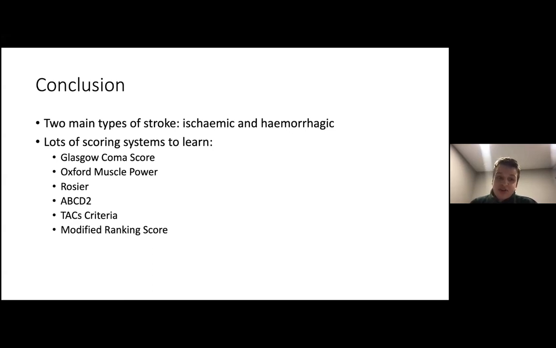There've been a lot of scoring systems that I've mentioned, but they are useful and they are important. GCS is a general neurology type scoring system, which is used in a vast array of different neurological problems. So that's really a good one to learn. ROSIER and ABCD2 are important as well. So go away and have a look at them yourself.